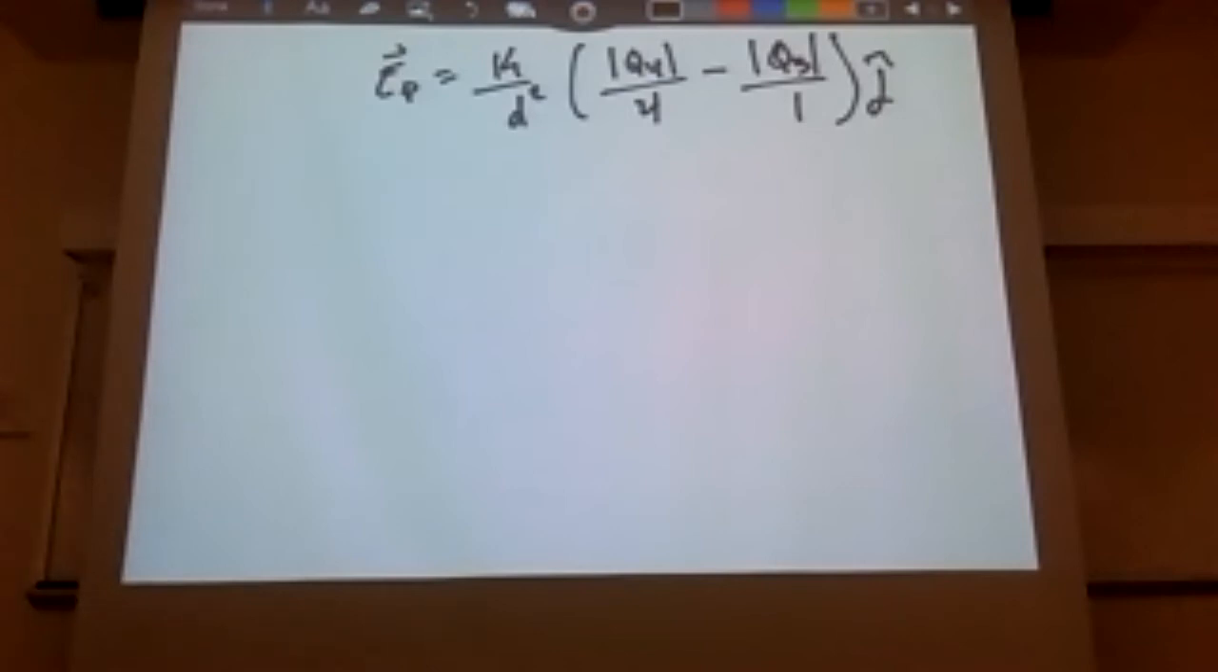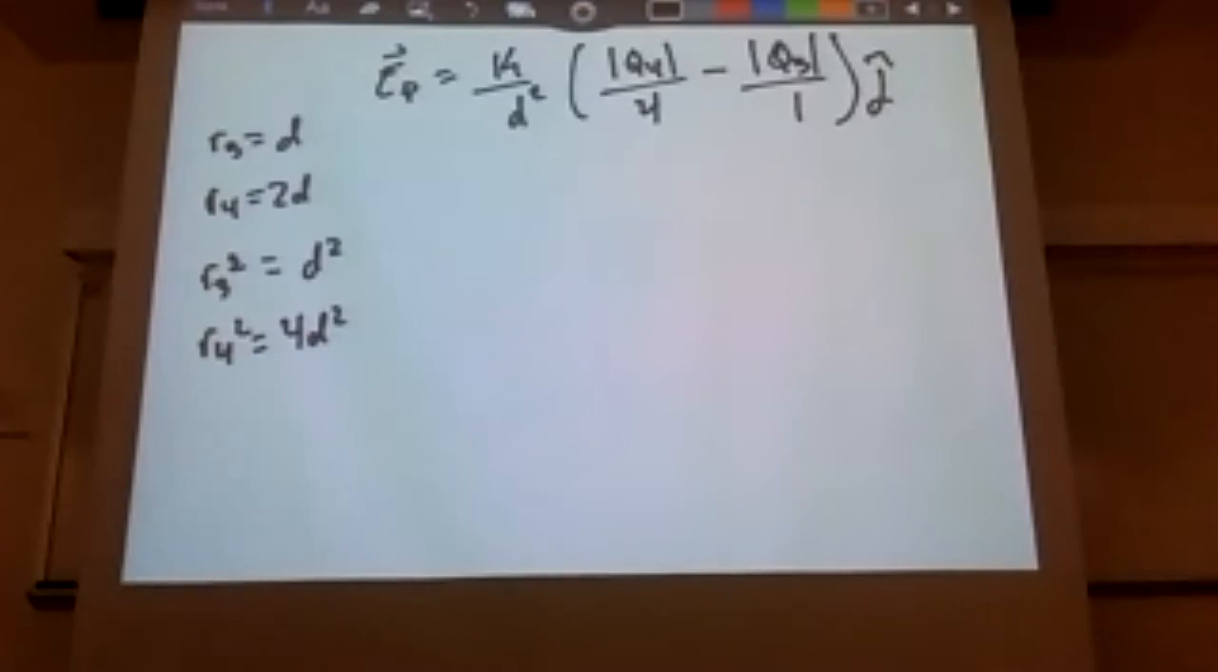Okay? You see what I did there? So again, here I'm using R3 is equal to D, R4 is equal to 2D, which means R3 squared is equal to D squared, and then R4 squared is equal to 4D squared.